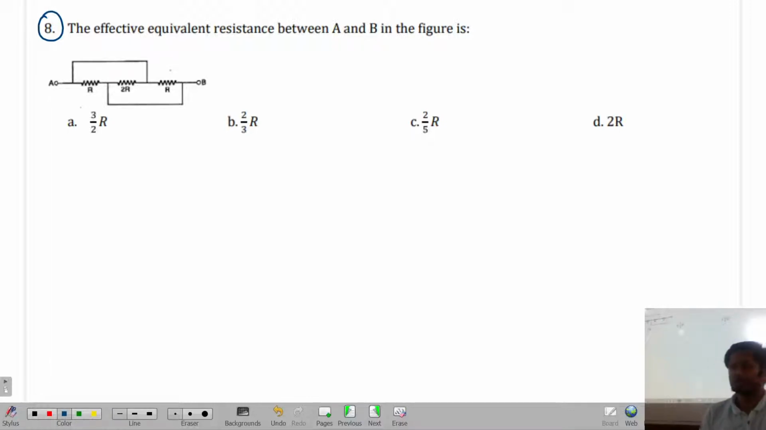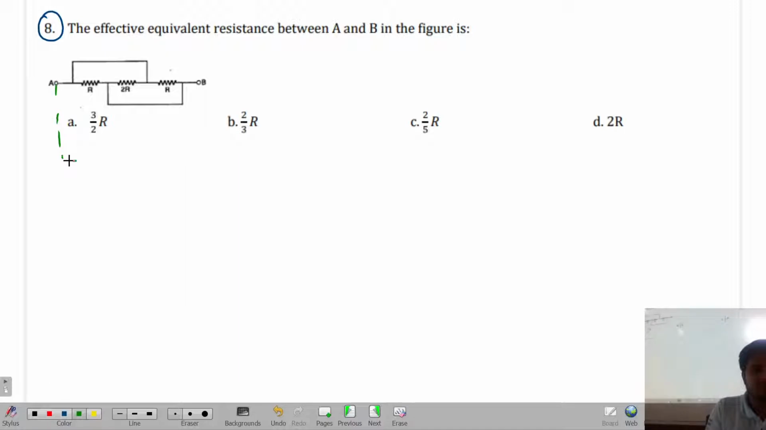The effective resistance between A and B in the figure is. How to solve this problem? Any idea? If I tell you the answer is, wait. No, no. Okay, 2R is given. Can you do it? Anyone? No. So look over here. It is a tricky problem.